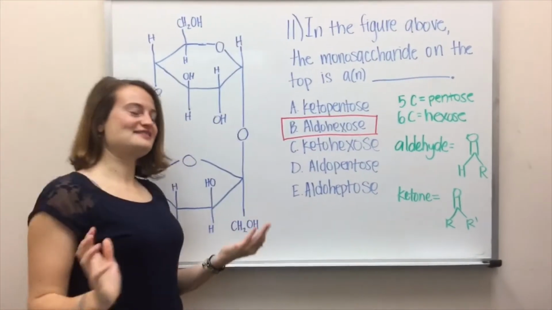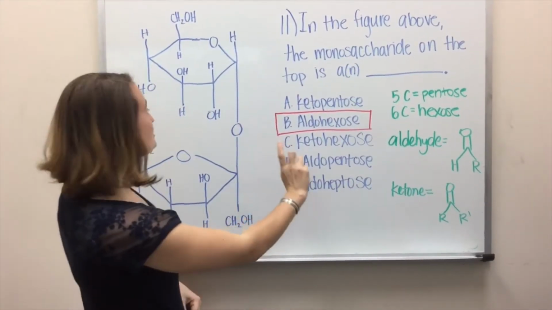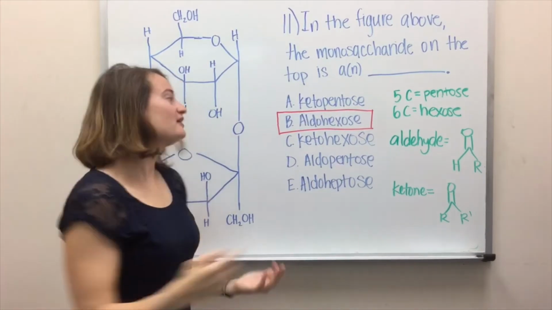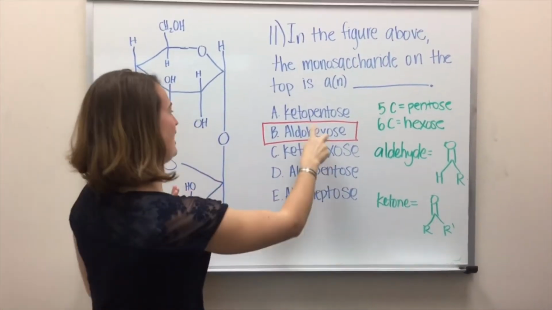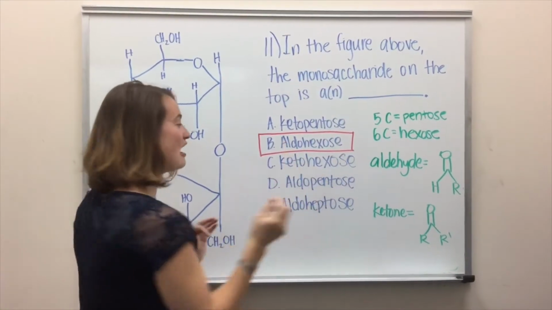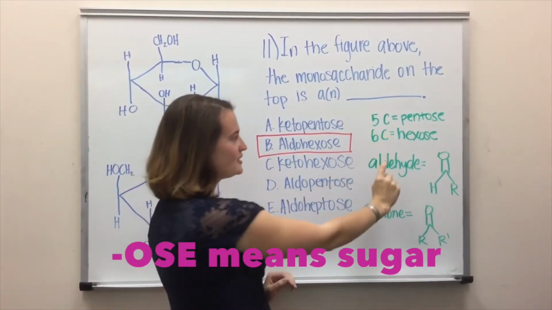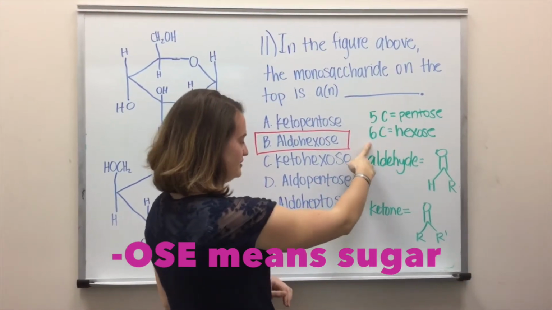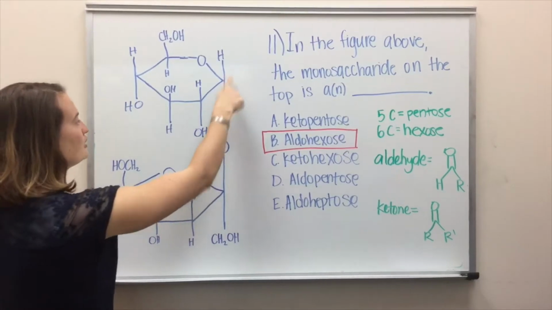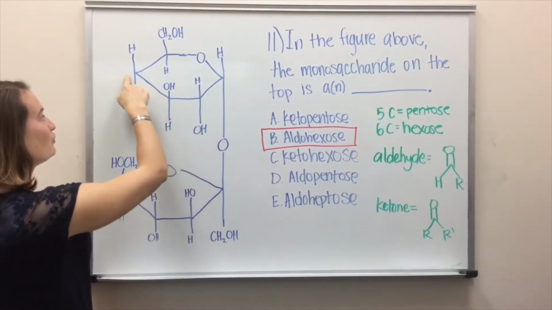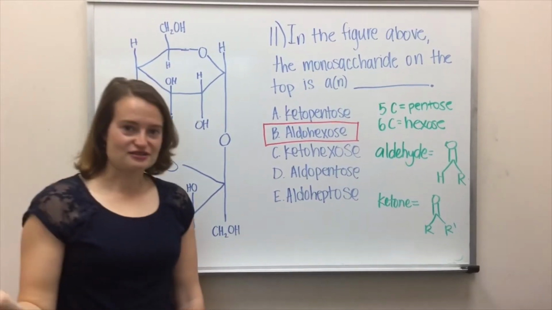So how do we address this question? First step first. We need to count the carbons because basically all these funny sounding words, pentose, hexose, are all numbers. So pentose means 5 carbons and hexose 6 carbons. Now we just count them. 1, 2, 3, 4, 5, 6. Now we know it's a hexose.